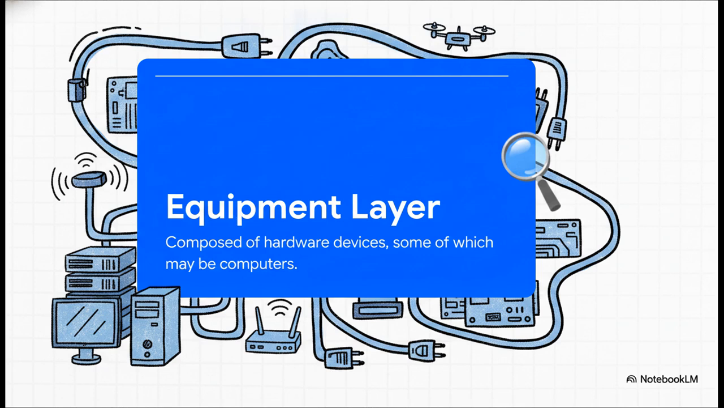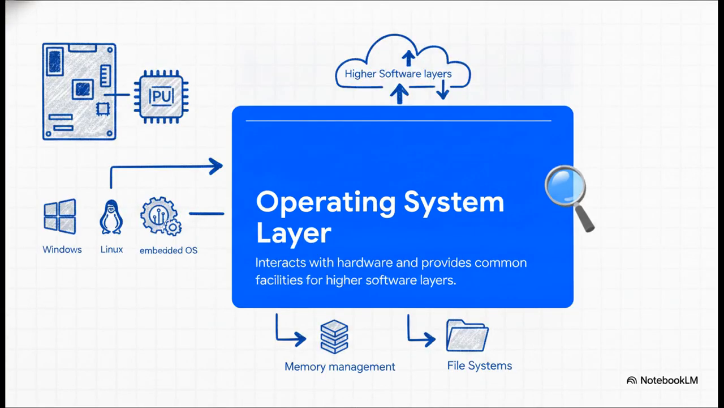Now, obviously, some of these devices are the computers and servers running your actual code, but it also includes things like routers, cables, sensors, and really any other physical electronic equipment required for the system to exist in the real world. Moving up one step, we hit the operating system layer.